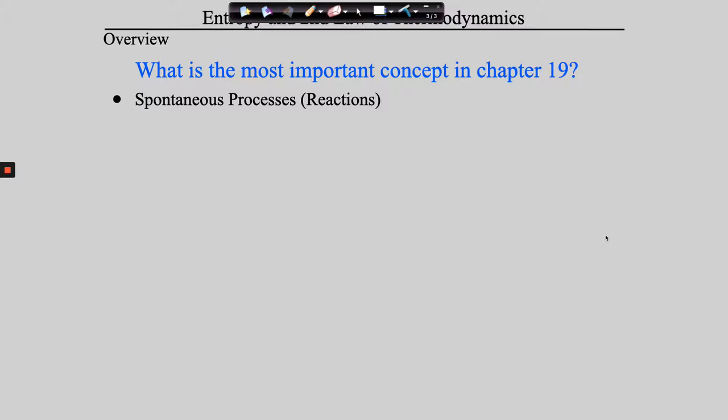Spontaneous doesn't mean fast. So, guys, spontaneous doesn't mean fast. You can have a reaction that's spontaneous and it goes really slow. So please don't confuse spontaneous with fast. Spontaneous is just yes or no. Spontaneous is not about speed. It's about yes or no. So, guys, spontaneous. Keep going.